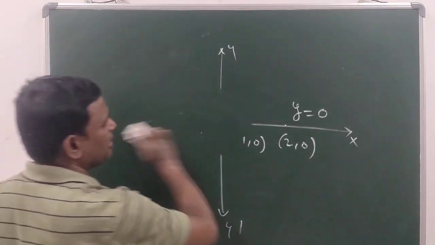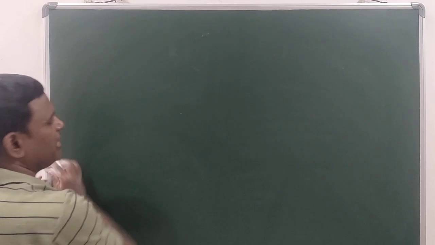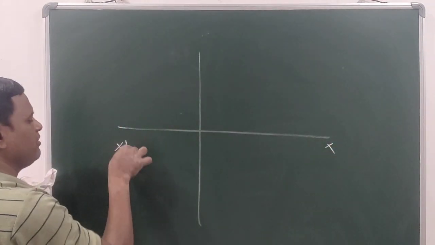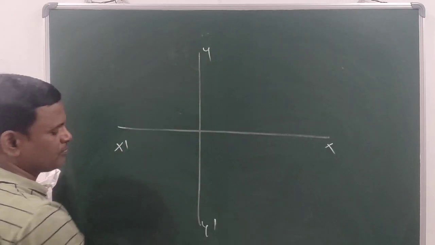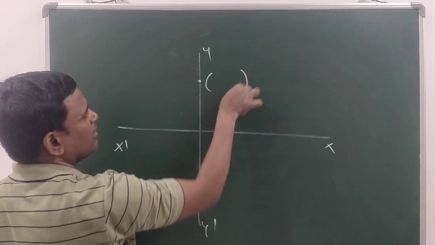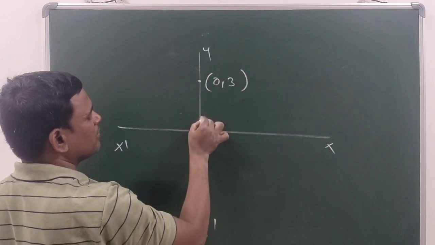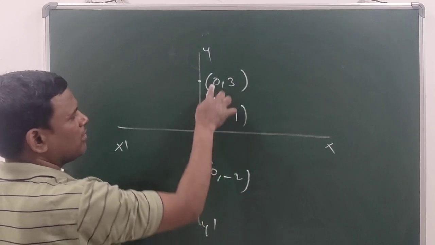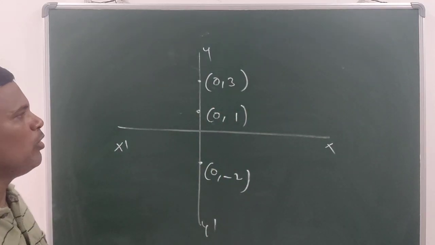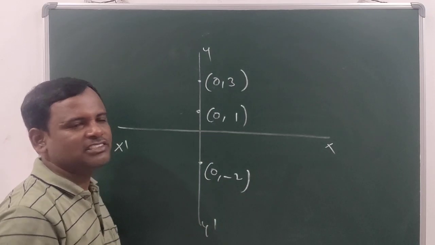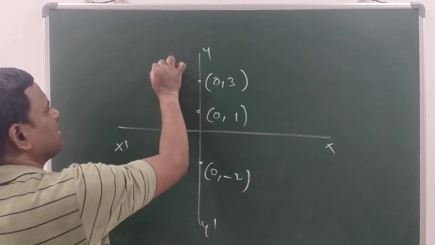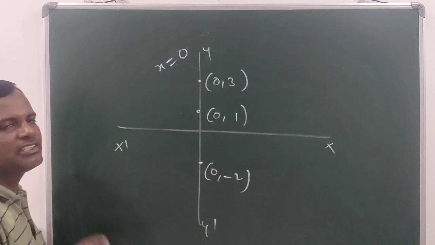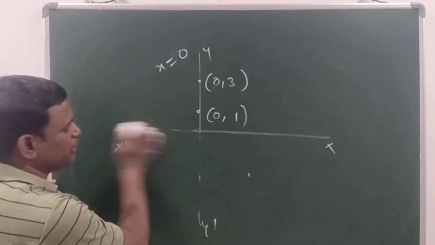Okay. Similarly, what is the equation of y-axis? You will get points like 0 comma 3, 0 comma minus 2, here 0 comma 1. What are you people finding here? The x coordinate of every point on the y-axis is 0, and the equation of y-axis is x equal to 0.